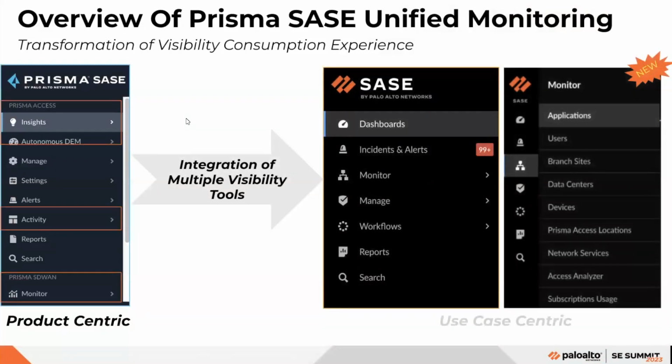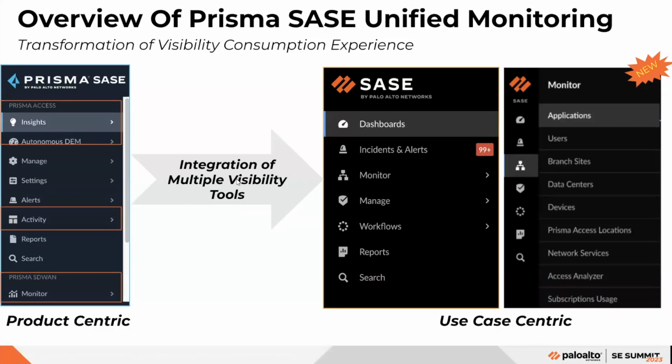So we are introducing a new navigation experience, which integrates multiple visibility tools into a unified monitoring experience. What we have today in Prisma Access Insights is a product-centric view, which you can see on the left bar navigation for Prisma SASE, with product names like Insights, ADEM, and Activity Reports.